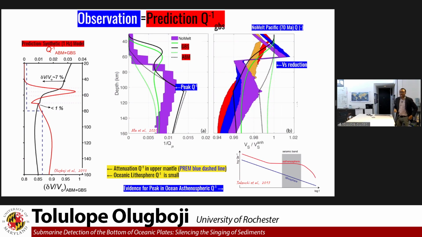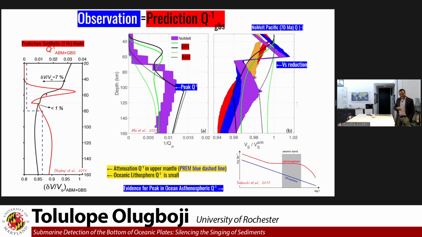Here is a plot that I made back in the day of predictions from this attenuation model. Here what you're looking at is attenuation with depth. ABM is the absorption band model. GBS is the grain boundary sliding mechanism. So if you include both mechanisms, you will get a peak in attenuation that varies with ocean plate age, and that peak in attenuation is coherent with the velocity drop.